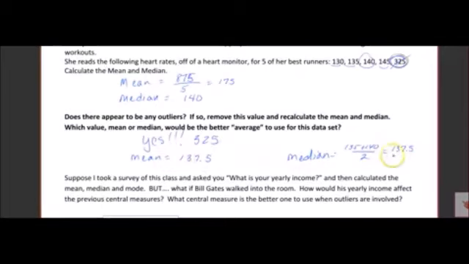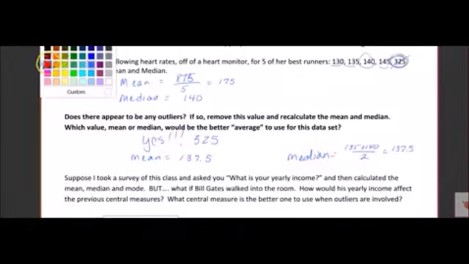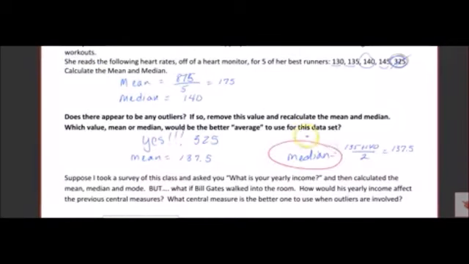Notice that these 2 numbers give us a much more accurate picture of the average heart rate for those athletes than would 175. So the moral of the story is, when you have outliers in your data set, then your median is the better value to use for an average when there is an outlier. So that answers this question: which value would be the better average to use for this data set?